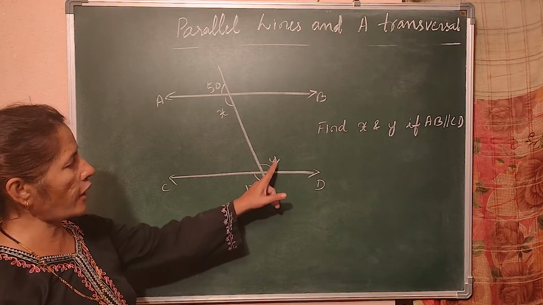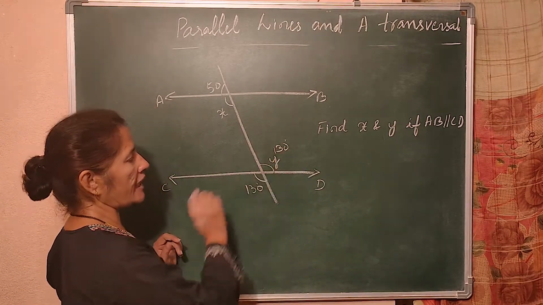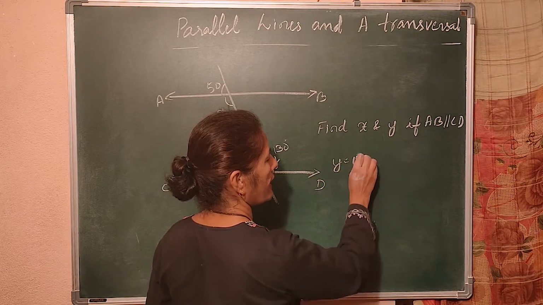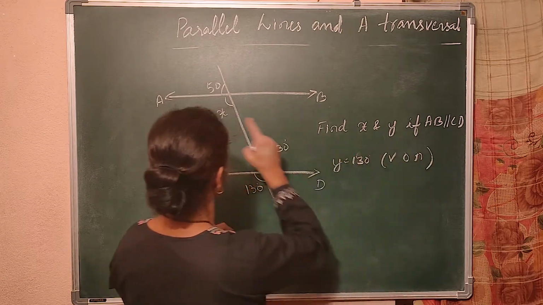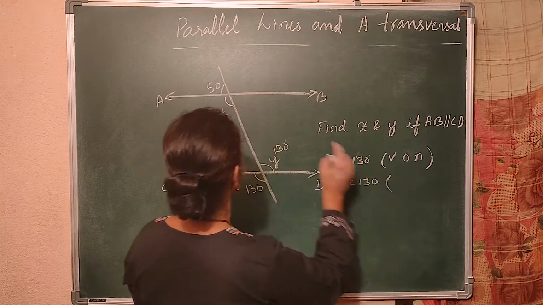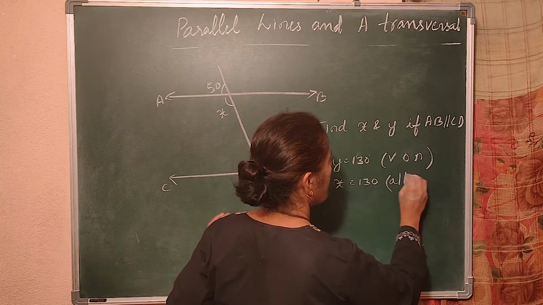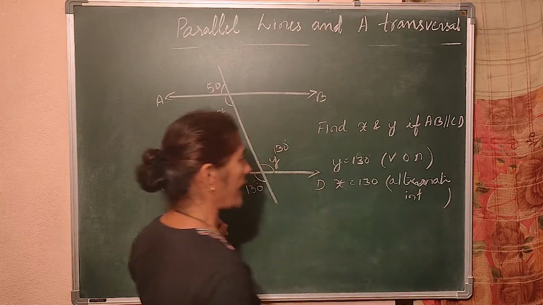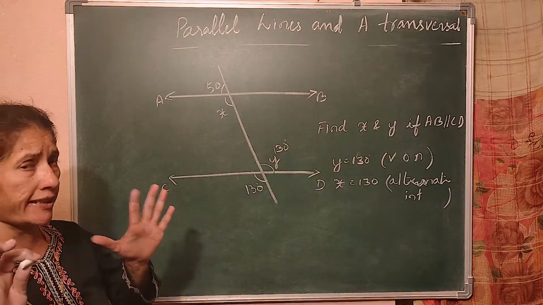If this is 130, how much is this? 130. Y, vertically opposite angles. So Y is equal to 130. X, by vertically opposite angles, is also 130. Y, alternate interior angles. Finished. You can write down any reason, but whatever way you go, you have to give the correct reason.